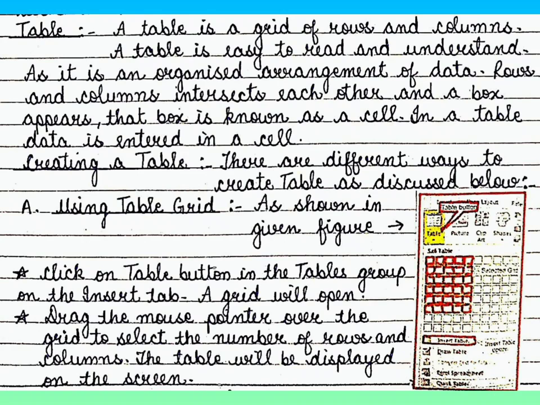Creating a table. There are different ways to create table as discussed below. Number 1. Using table grid. As shown in given figure, first click on table button in the tables group on the Insert tab. A grid will open. Number 2. Drag the mouse pointer over the grid to select the number of rows and columns. The table will be displayed on the screen.